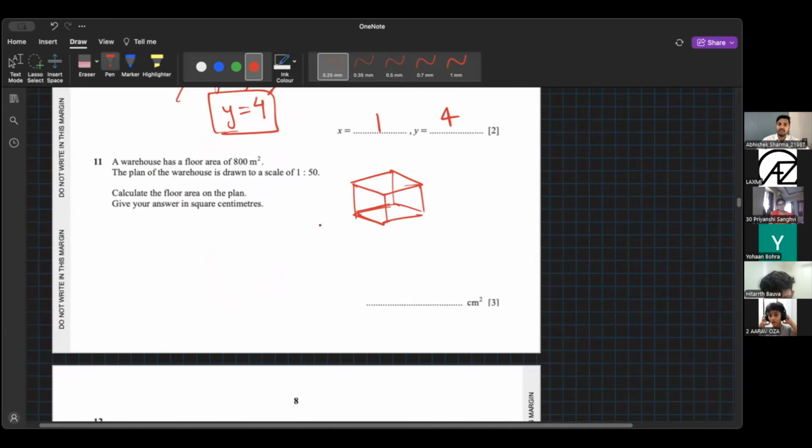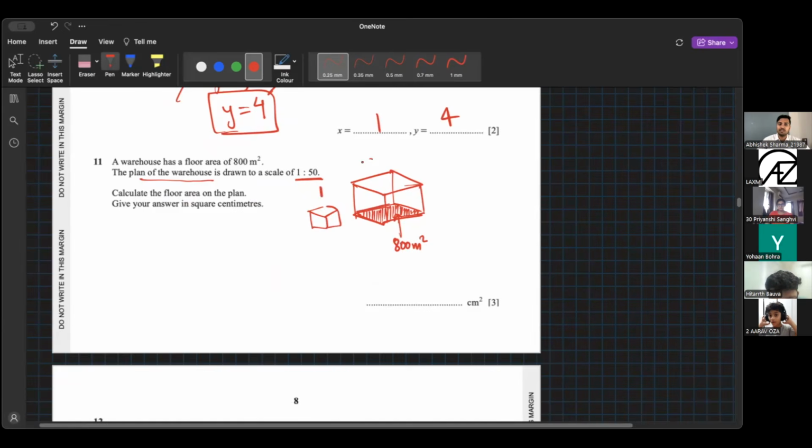There's a warehouse like this. The floor area is 800 meters square. This is the question. It says the plan of the warehouse is drawn on a scale of 1:50. So let's say there is a small plan like this, and it is in the ratio of 1:50.